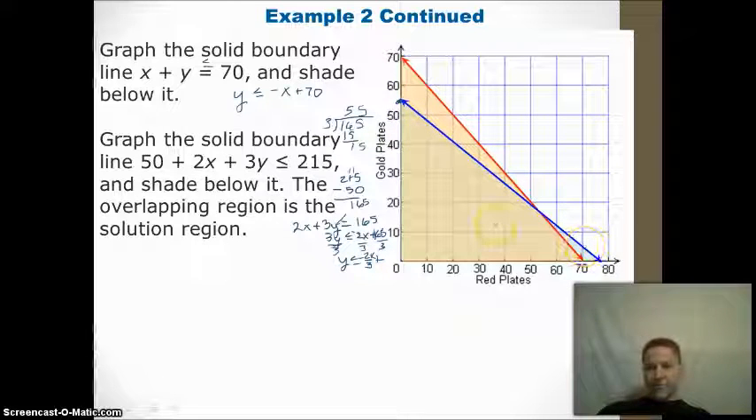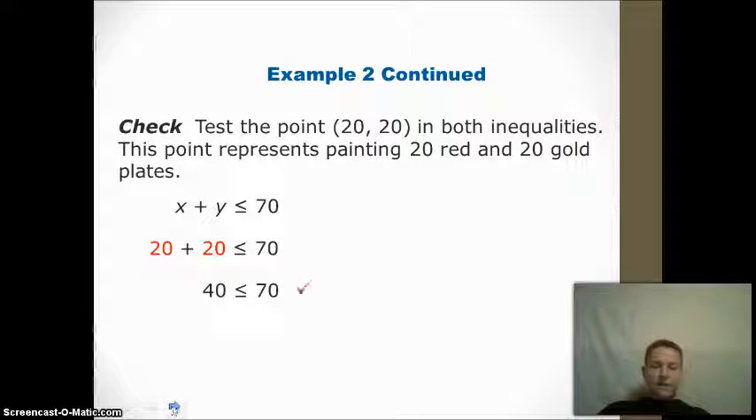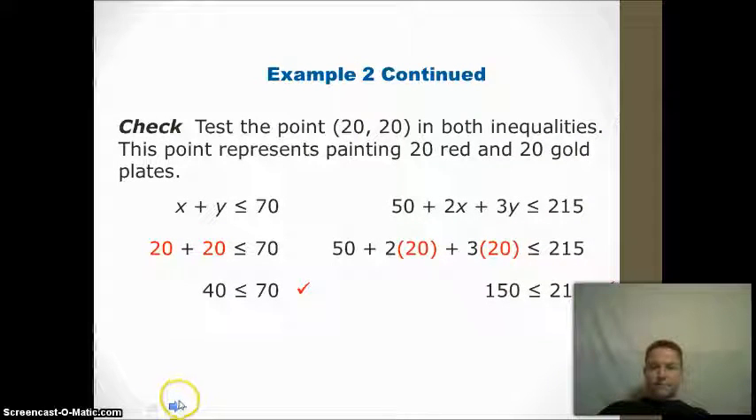That's why the blue line is where it is. Okay, and then you check your test points to see. And then your overlapping region is your solution region.